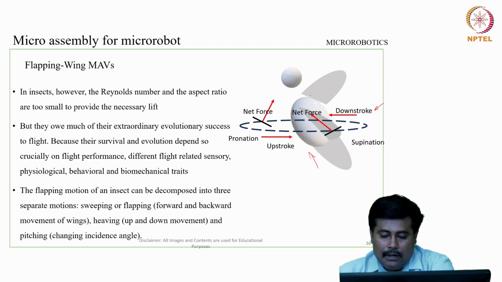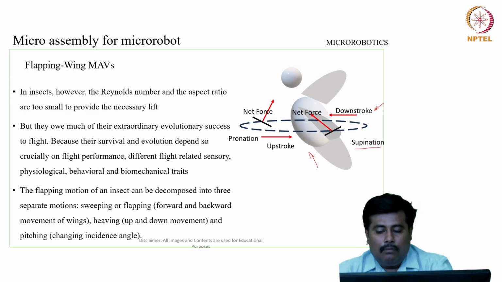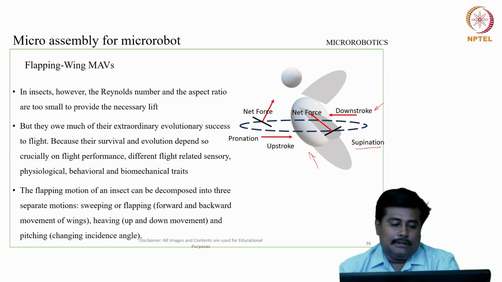One is called a pronation, with the upstroke, and the second one is called a supination. So these are considered to be the different motions exhibited in the case of a flapping wing of a MAV system.